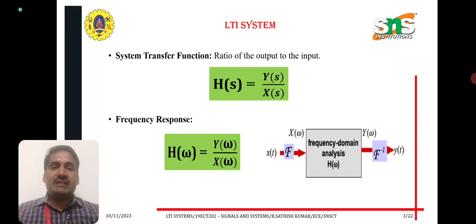The input function x of t can be applied to the Fourier transform, which produces the output X of omega. That is nothing but the frequency domain analysis. H of omega produces the output Y of omega. For Y of omega, we apply the inverse Fourier transform, which produces the output y of t.